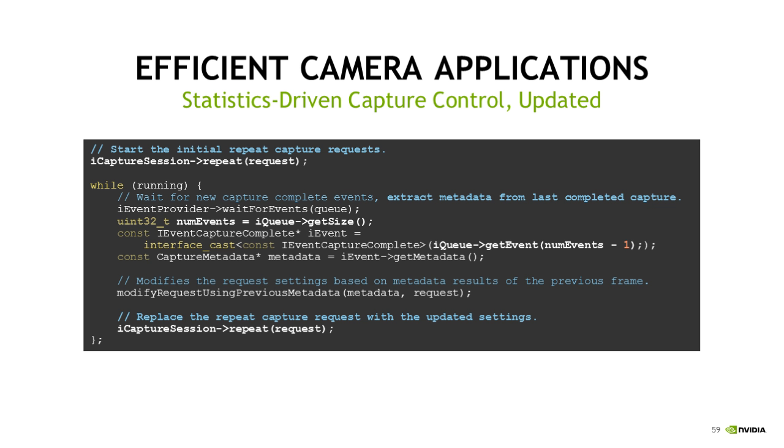This slide updates the previous example of a stats-driven capture control loop to use the repeat captures method, with changes bolded. While unlikely, the use of repeat captures requests means that it's technically possible for more than one capture to complete between iterations of this loop. And so we handle this by ensuring we always use the latest capture complete event to update the request settings to maximize responsiveness.